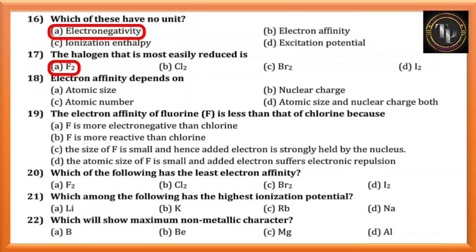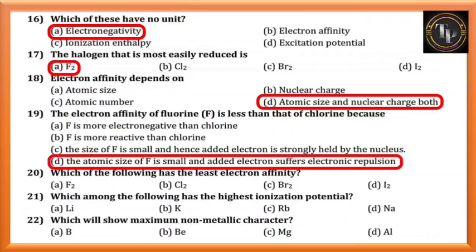Electron affinity depends upon atomic size and nuclear charge. The electron affinity of fluorine is less than that of chlorine because the atomic size of fluorine is small and the added electron suffers electronic repulsion. Very important question, guys. So many times this question is repeated. Which of the following has the least electron affinity? I2. Which among the following has the highest ionization potential? Lithium. Which will show maximum non-metallic character? Boron. Boron is almost non-metallic only.